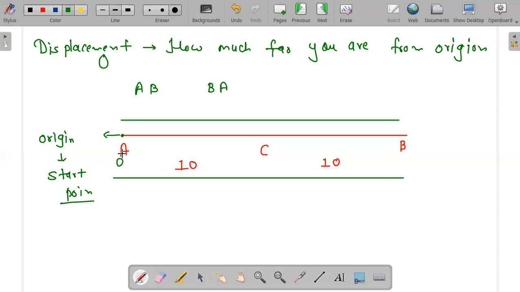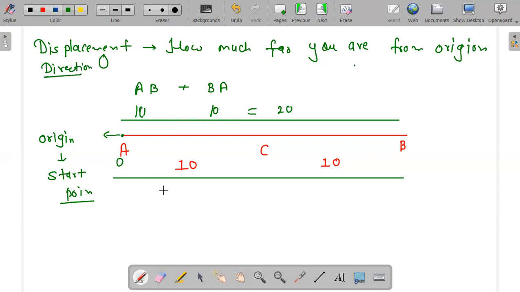That's why displacement can be 0, and the distance will be AB plus BA. AB is 10 and BA is again 10, so it is 20. Total it is 20. Remember. So displacement knows about return. I told you, what is displacement? It knows about direction. What is direction? Either you are returning or not.